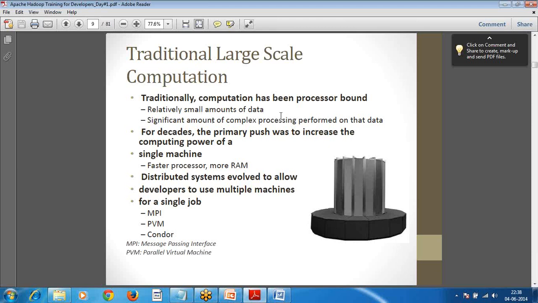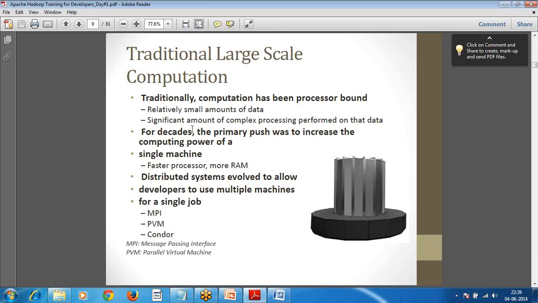The first thing is that the traditional large-scale computing systems were mostly processor bound. People used to think that if we increase the processing power, or the processor configuration, we will get better performance. They used to increase the processor power and the RAM, but it didn't solve the problem. The problem was that for a single machine, even though you increase its hardware, it still won't be in a position to handle or process data after a certain point of time.